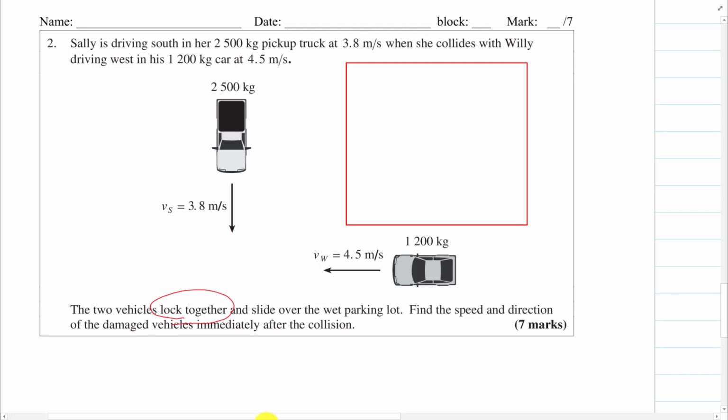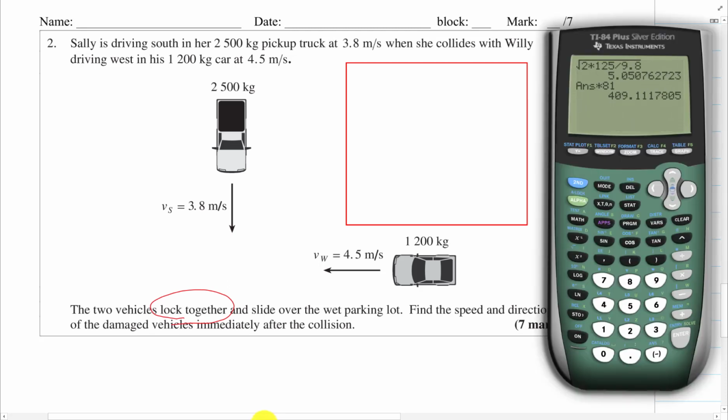Okay, so let's get these momentums quickly. It's 2,500 times 3.8. This guy's momentum, P equals mv, and mass is 2,500 times 3.8. So this guy's momentum is 9,500 kilograms meters per second south.